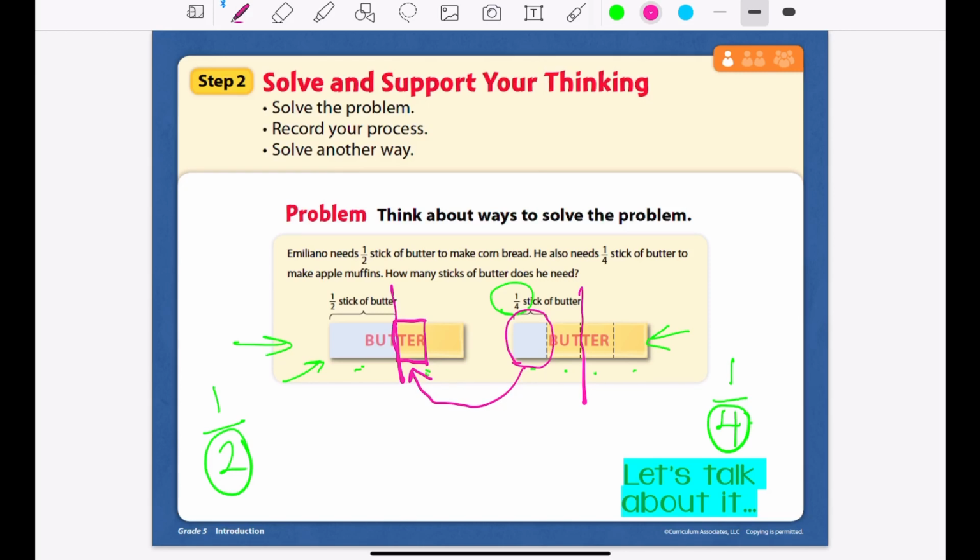So if I'm estimating, I know that for both recipes, recipe 1 and recipe 2, he's going to need less than 1 whole stick of butter. So when I add these fractions together, I know that my answer needs to be less than 1 stick of butter. So I should not have any type of a mixed number, because it will be less than 1.